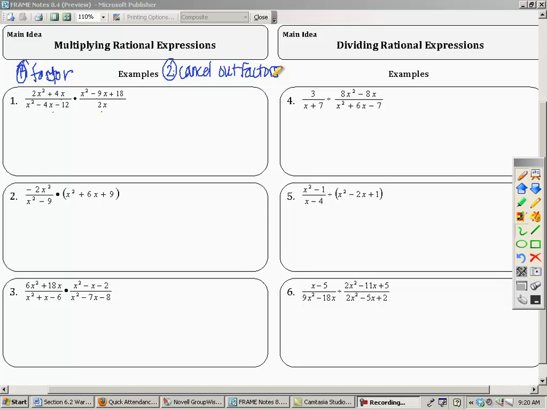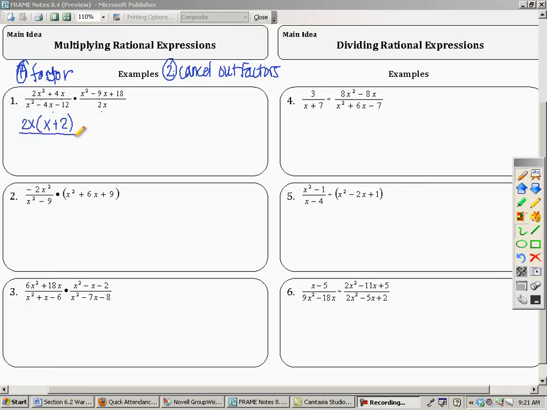So let's start with this first one. They only have two terms, so I look at what's in common. They both have a 2x, so I'm going to pull the 2x out in front. If I take 2x out of the first term, I have an x left. Plus, if I take 4 divided by 2, I just get a 2, and I've already taken the x.